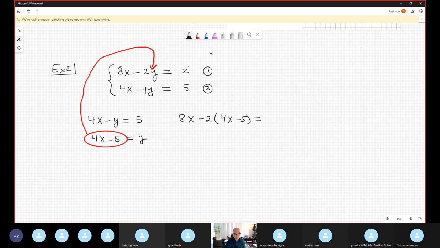Equal 2, no? Equal 2. Okay, now apply distribute with the property ax minus ax again, multiplication this and this, and multiplication this and this. Plus 10, no? Plus negative 2 times negative 5 positive 10. And something weird happened now. I try to do my best.